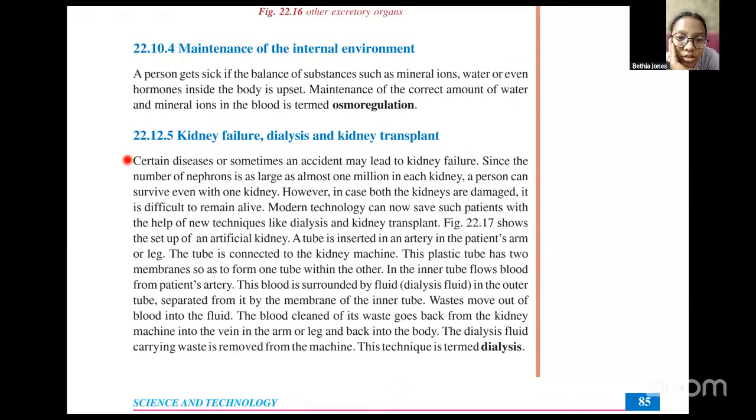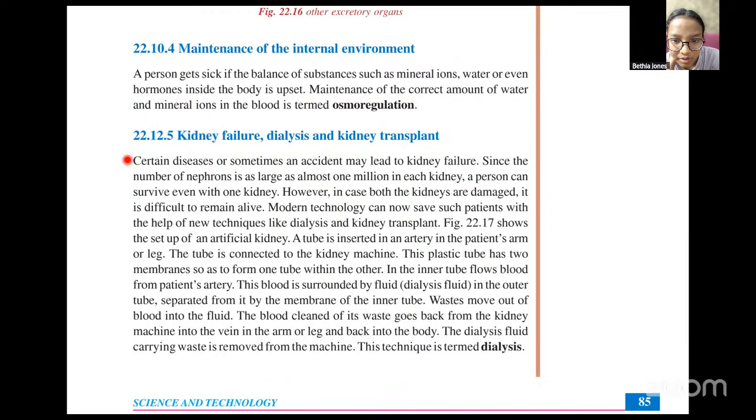Certain diseases or sometimes an accident may lead to kidney failure. Since the number of nephrons is as large as almost 1 million in each kidney, a person can survive even with one kidney. However, in case both the kidneys are damaged, it is difficult to remain alive. Modern technology can now save such patients with the help of new technology like dialysis and kidney transplant.